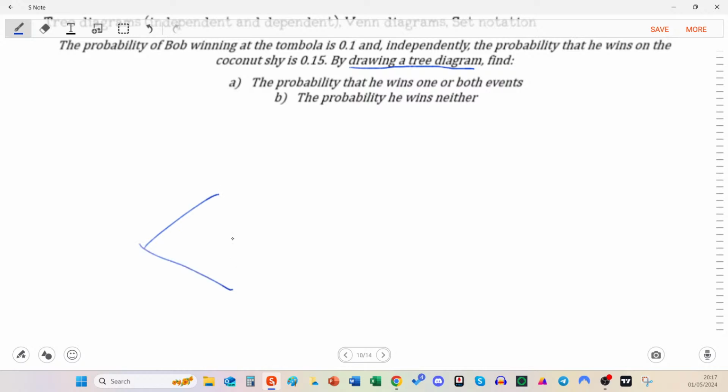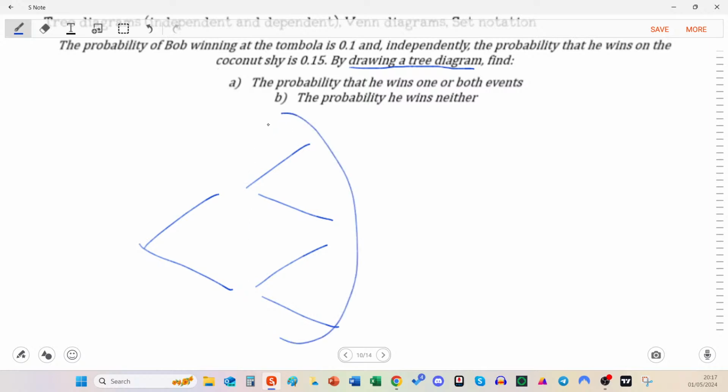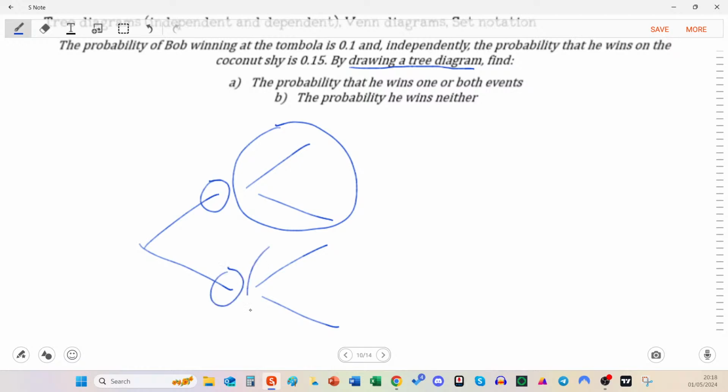Tree diagrams look like this, if you didn't remember. And this first section is event number 1, so that's going to be the tombola. And then this is going to be the coconut shy. Why are there two branch sets for the second event? That's because there have to be 2 options for the first event, and then for the second option on the first event there have to be another 2 options. Because despite what happens in this first event, whether it's win or fail, you're going to go on and still have the same 2 options for the second event, so you have to map all of that out.